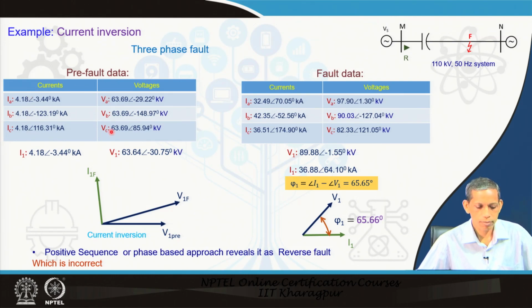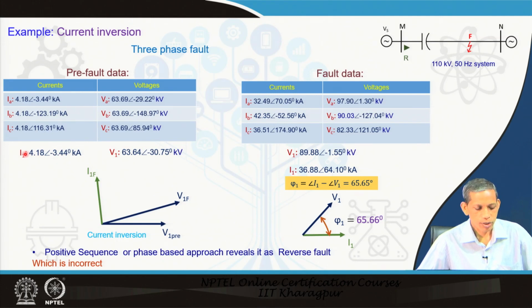balanced system. Now, fault data, 3 phase fault, current rises significantly, but you see voltage also rises in each phase. So, voltage rise from the pre-fault clearly indicates this is a current inversion phenomenon that we have already analyzed.